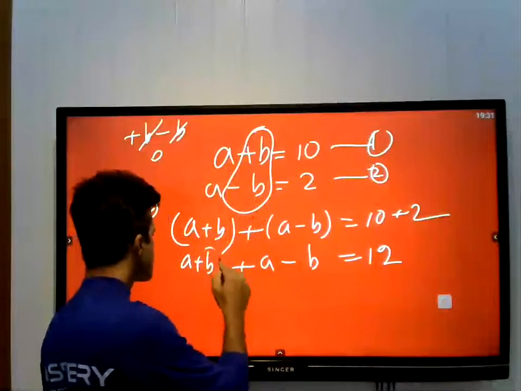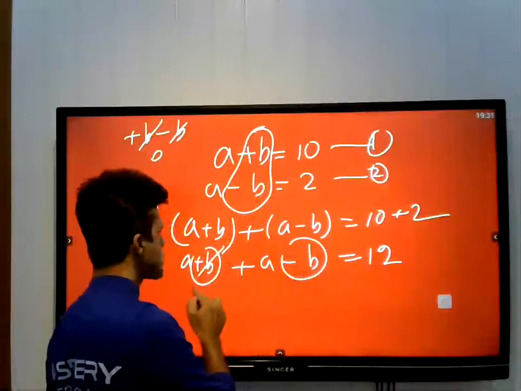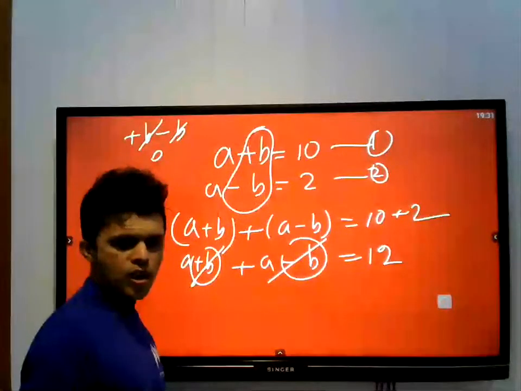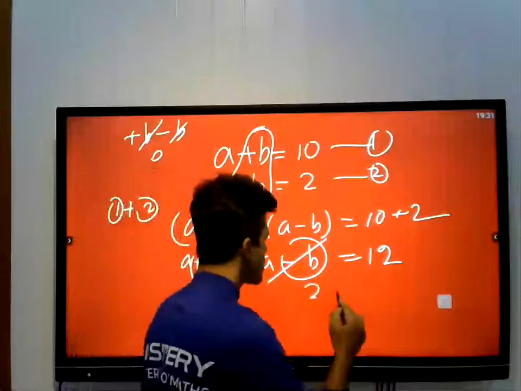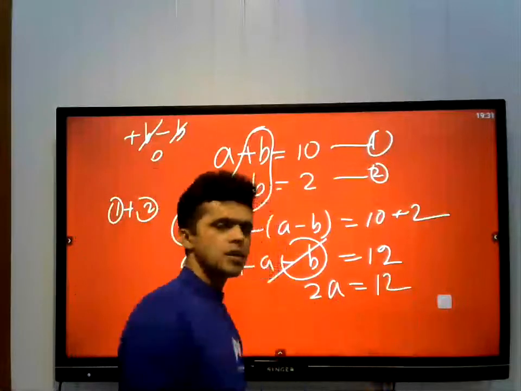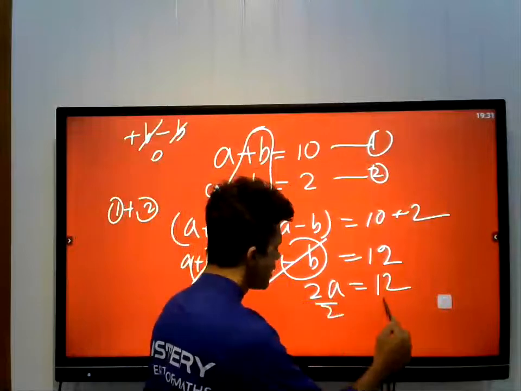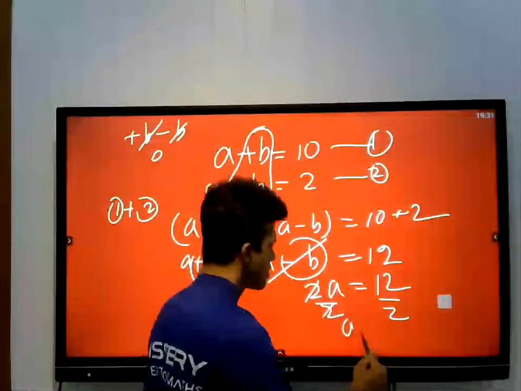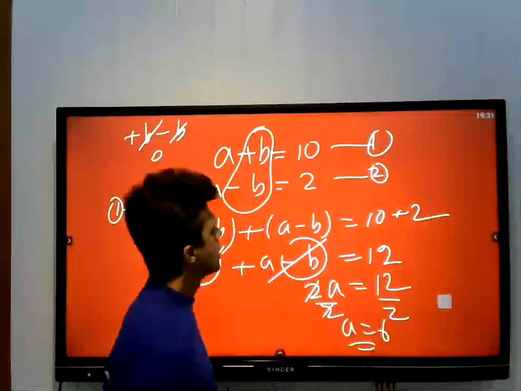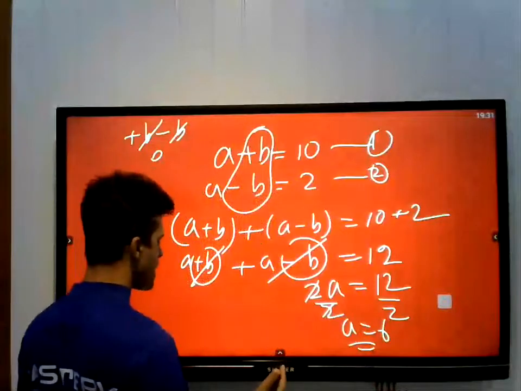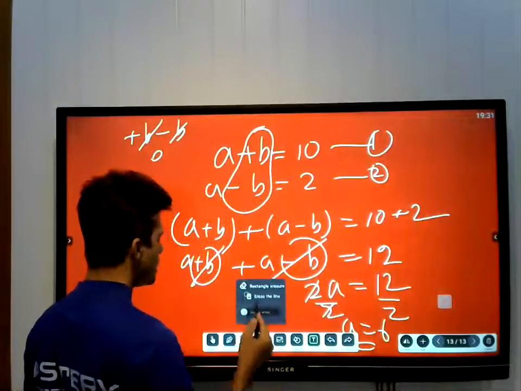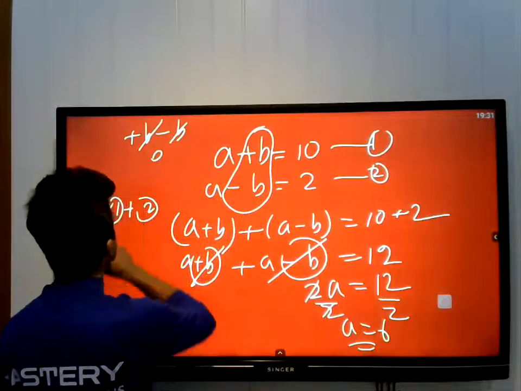Now plus b and minus b can be simplified. So a plus a is 2a. 2a equals 12. Now both sides can be divided by 2. So a equals 6. We have found the value of a here, that it is 6.